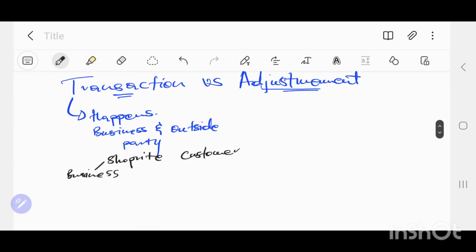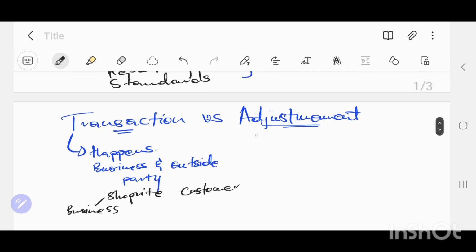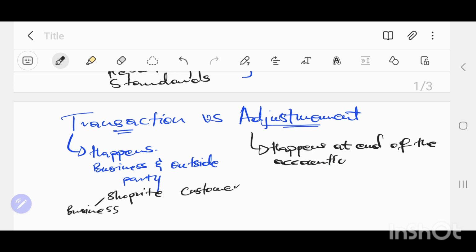And then an adjustment happens at the end of the accounting period. So when you want to adjust things, or correct things that have already been recorded. An adjustment is internal, which means that it happens within the business. So why do we adjust?